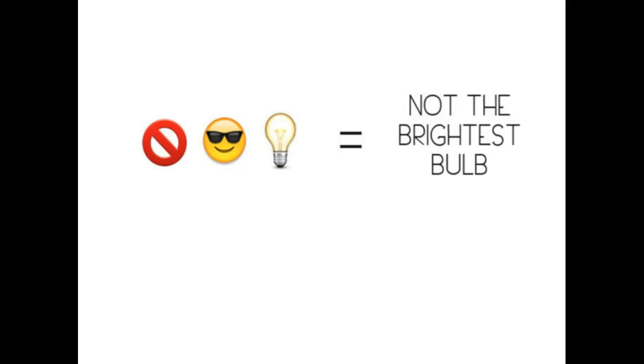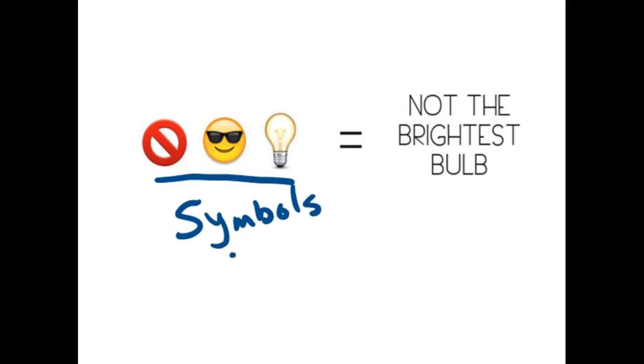Hopefully everybody knows what these are right here. Okay, they are symbols, or as you guys know them, emojis. Okay, what are they used for? Well, they're used to shorten what this phrase is: not the brightest bulb. Instead of having words, you have symbols. Okay, so let's go ahead and try some of these real quick.